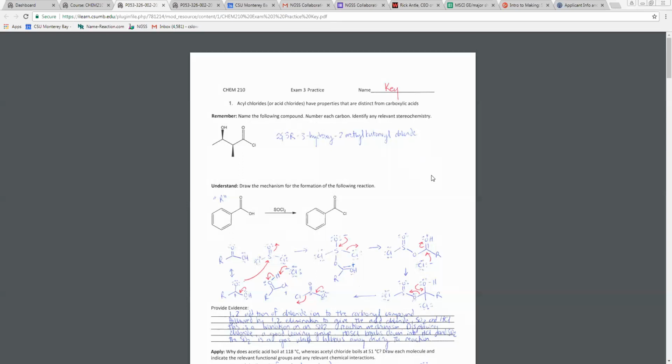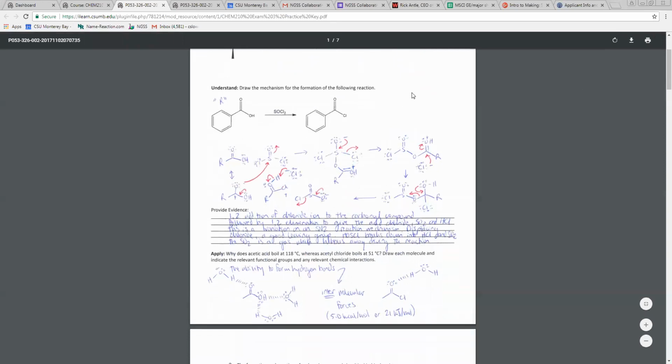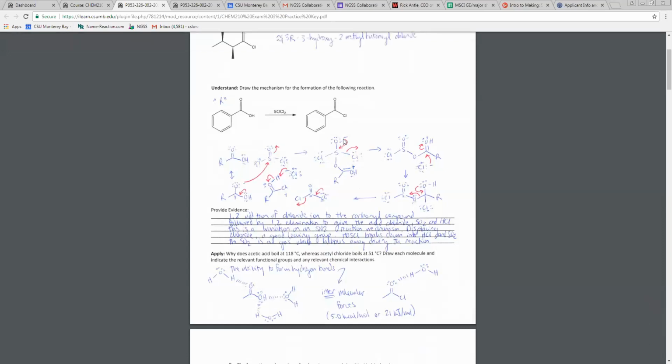Okay, draw the mechanism for the formation of the following reaction. So this is acid chloride formation. We have our hydroxyl group. Remember, we're always going to draw our resonance. Then we have a nucleophile that's attacking the sulfur that's going to kick out electrons onto the oxygen. When those electrons come back down, they kick out the chloride. Alternatively, you could directly kick out that chloride. That too would be acceptable.